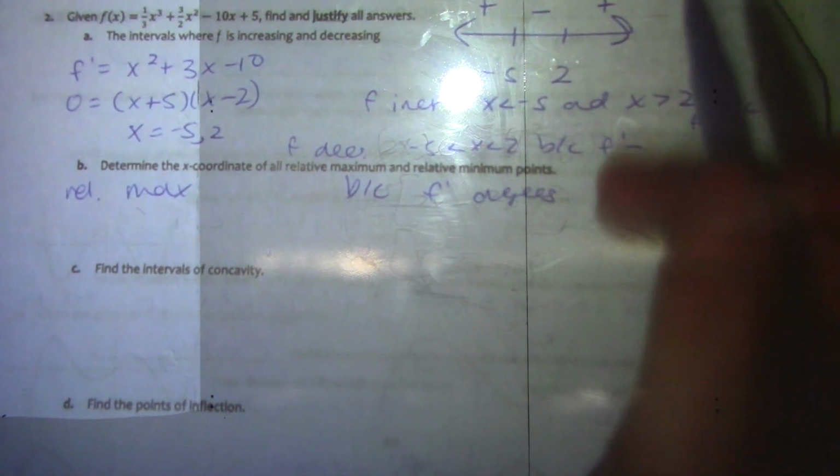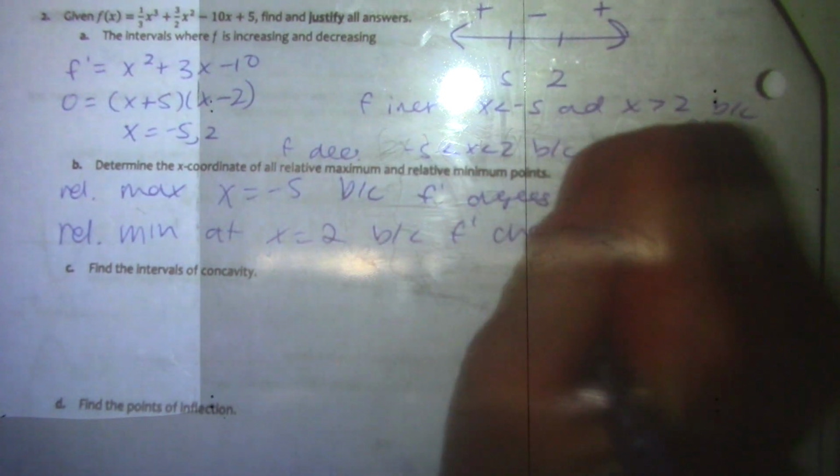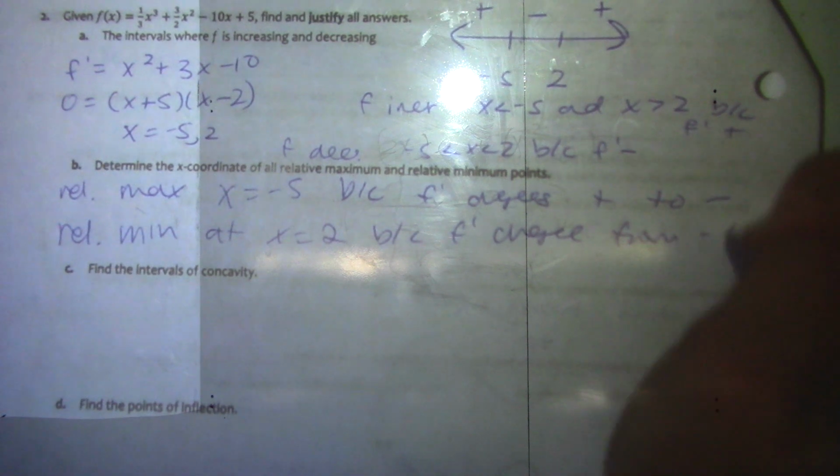Where we have a relative max, I'm going to say because f prime changes from positive to negative, and that is changing from positive to negative at x equals negative 5. And then you have a relative minimum at x equals 2 because f prime changes from negative to positive.